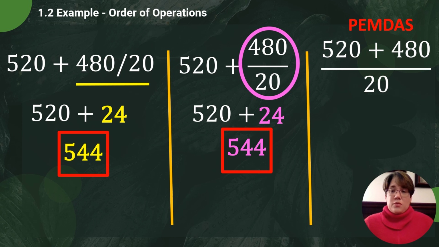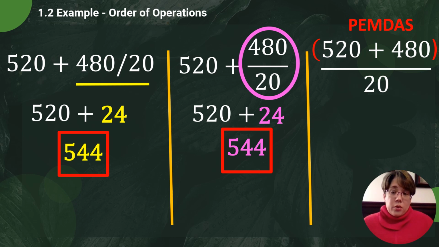So 520 plus 480 over 20. Now, it turns out that everything in this numerator, fractions work very differently, and things that are in the numerator and things that are in the denominator, they like to stay together. So all of those things in the numerator, we are going to have to keep them together. So it's almost as if there is an understood set of parentheses. So we have to consider that all of that stuff has to work together. So we actually have to keep that together, and we're going to have to work that out first.